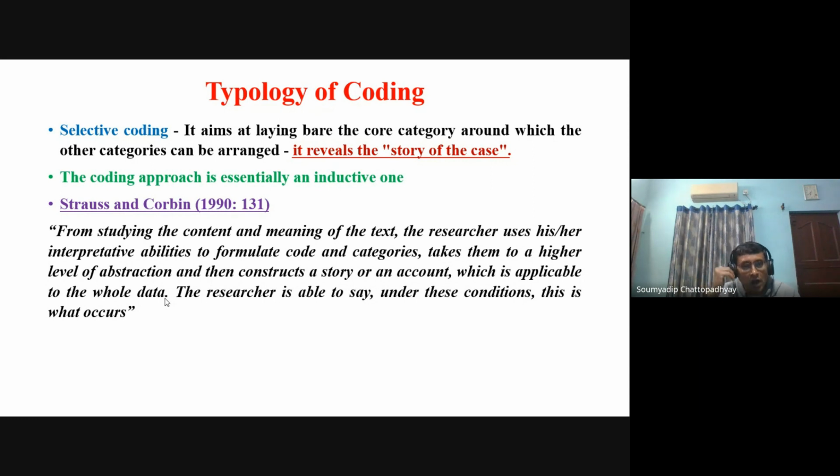And if you are able to clearly formulate your codes and categories, then you can construct your story out of it, which will be applicable to the whole data. That means, from a particular sample or survey, you can generalize the data. The researcher is able to say that under this condition, this is what occurs. That is basically the beauty of depending on coding analysis.